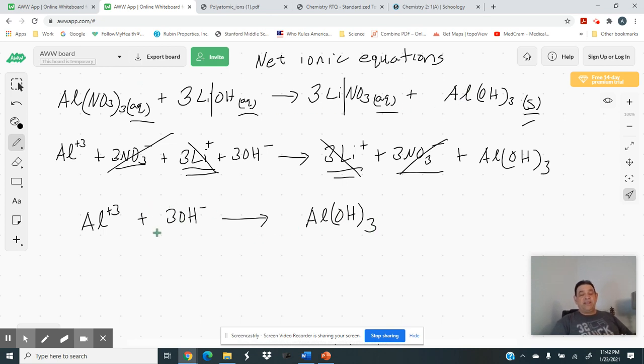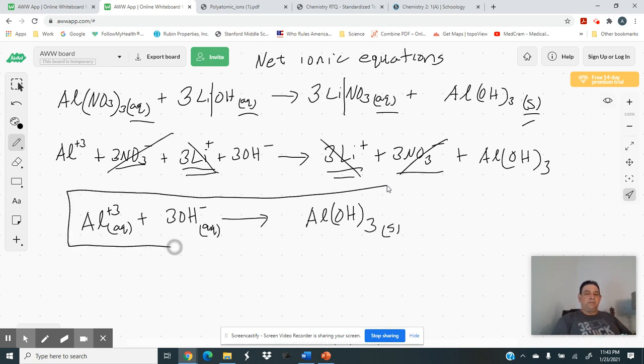Sorry, drew a blank there a little bit. And once again, if you want to put what states of matter these are in, this aluminum ion came from the aluminum nitrate. That was aqueous. The hydroxide ion here came from the lithium hydroxide, which was aqueous, so I put that as aqueous. And the aluminum hydroxide, we didn't separate out because it was solid. So this is what you would put as your answer.